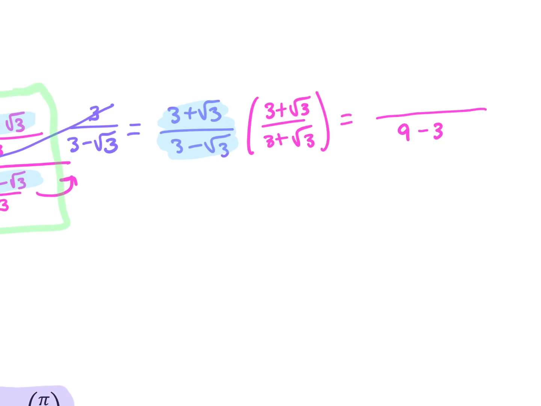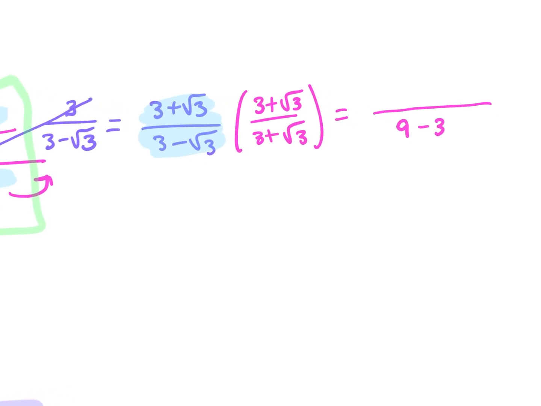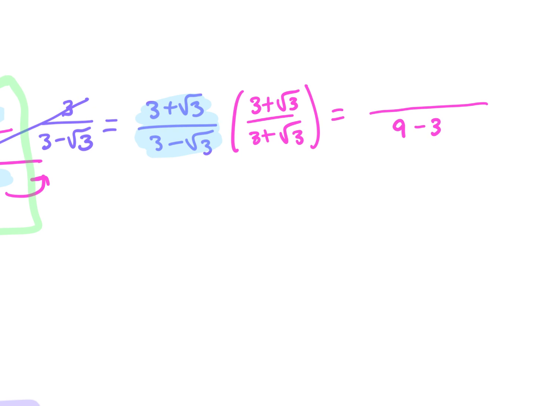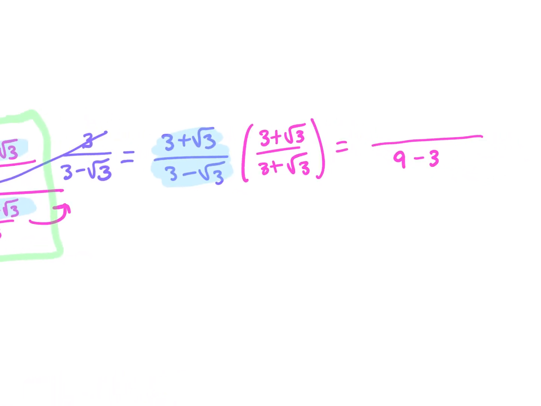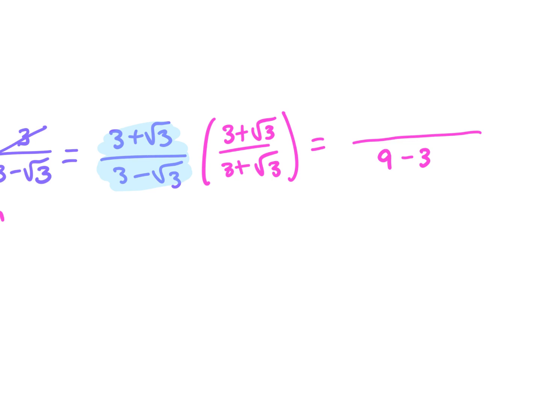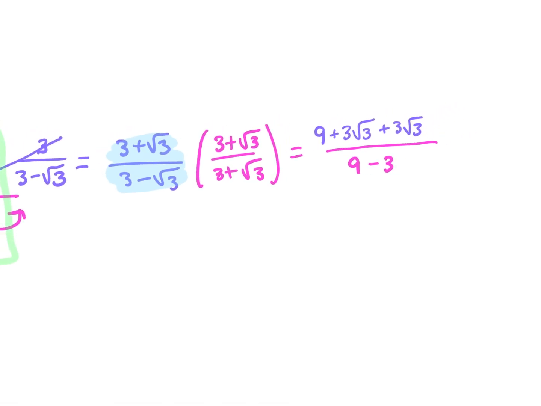Okay, numerator, though, takes a little bit more time. Are we good up to this point, guys, before we start foiling? Okay, all right, so first is 9. Outside gives us a plus 3 root 3. Inside gives us another plus 3 root 3. We'll combine that in a second. And then the last, we're adding root 3 times root 3, so root 9, which when we square root that, we get a 3.